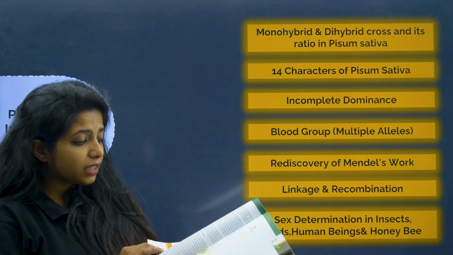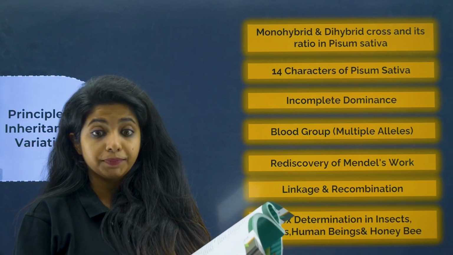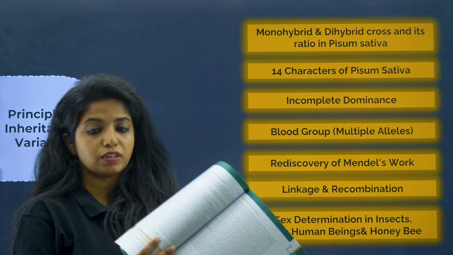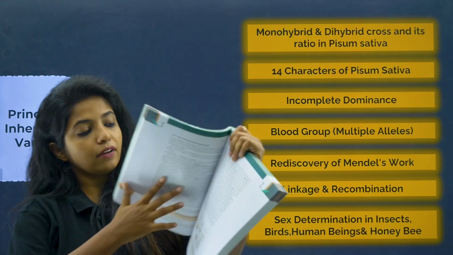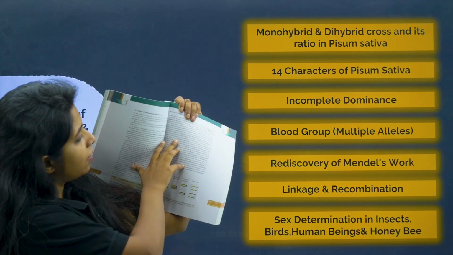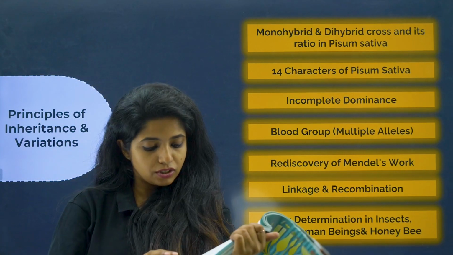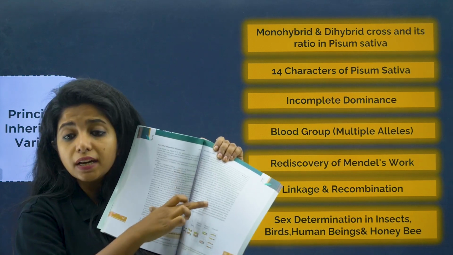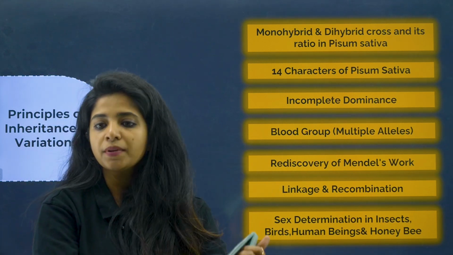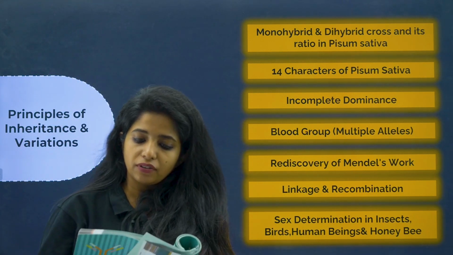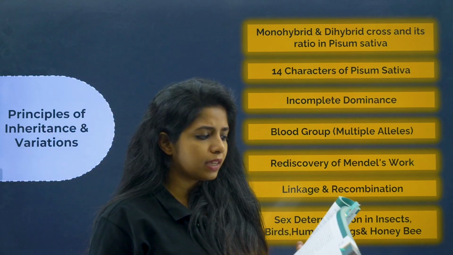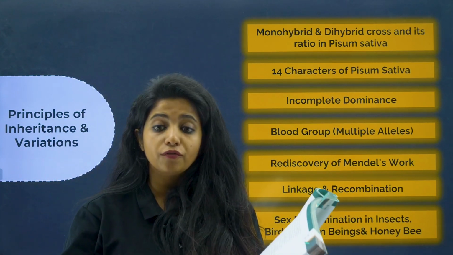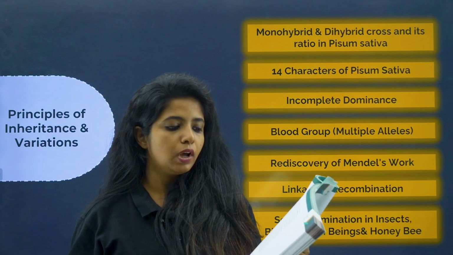Now rediscovery of Mendel's work. Rediscovery of Mendel's work is given on page number 65, if you see over here. In this particular paragraph, that is in 1900, three scientists, De Vries, just above this particular picture, you can see this particular paragraph is really important. Go through it. Okay, there they have mentioned De Vries, Correns, Tschermak, all of them independently rediscovered Mendel's work. So this question comes in the form of MCQ. This is why I am telling you that.